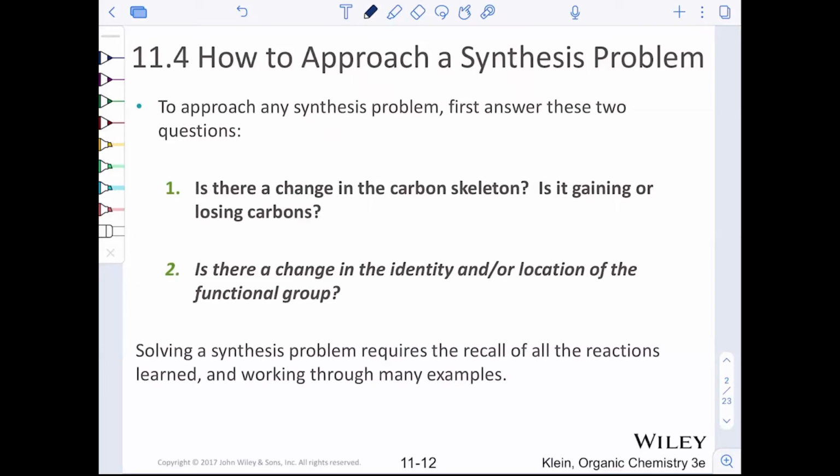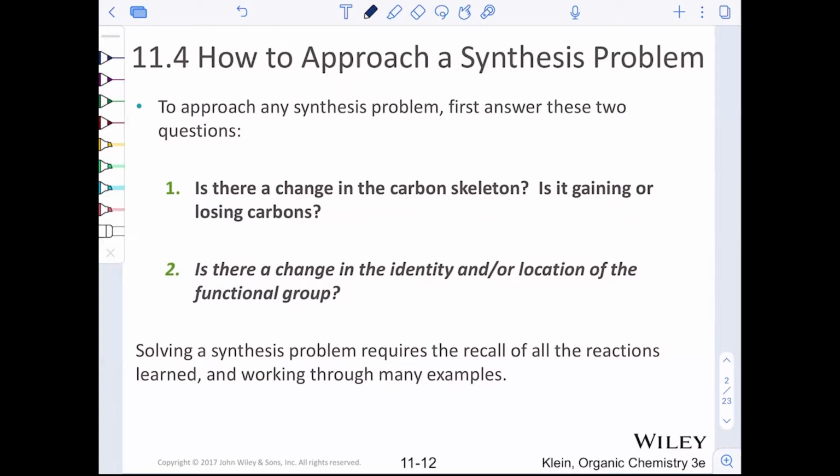How do we approach a synthesis problem? When I give you a fill in the blank and a reactant and product and I say, tell me how you do it, there are two questions that we want to always ask ourselves. Is the carbon skeleton changing? Are we gaining or losing carbons? I cannot emphasize to you more how important it is to count those carbons. It might seem fundamental, it might seem silly, whatever it might feel. I really want to strive to normalize counting the carbons on our reactants and comparing it to the carbon count on our products.